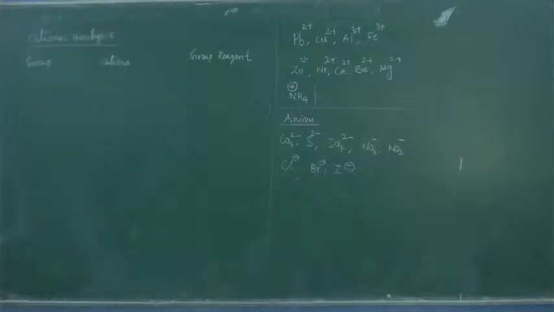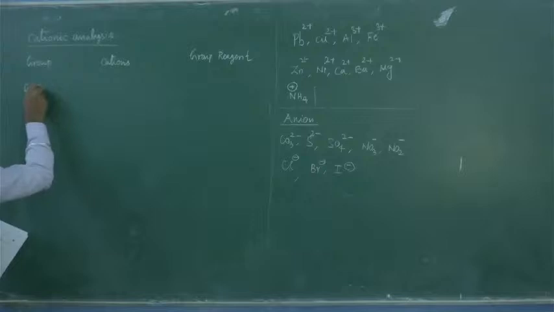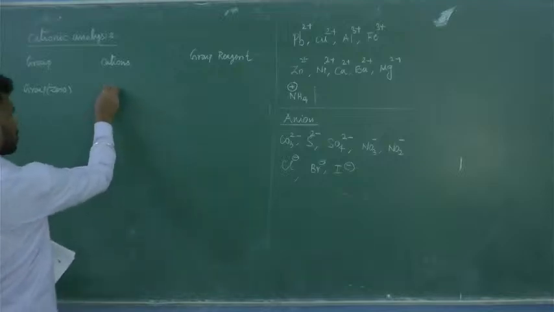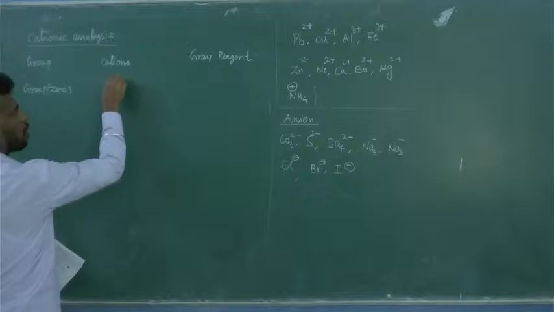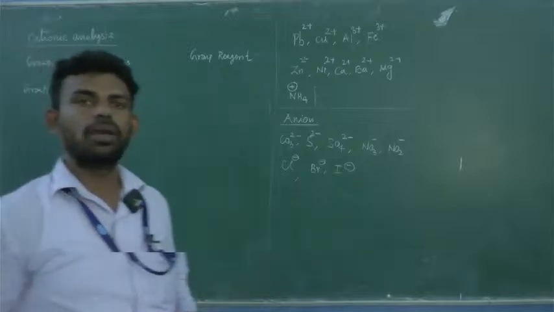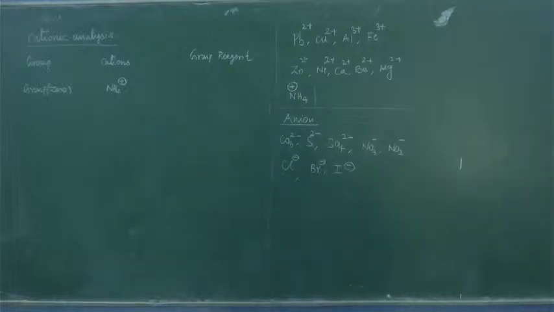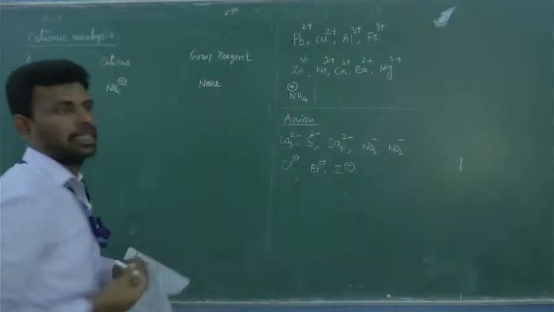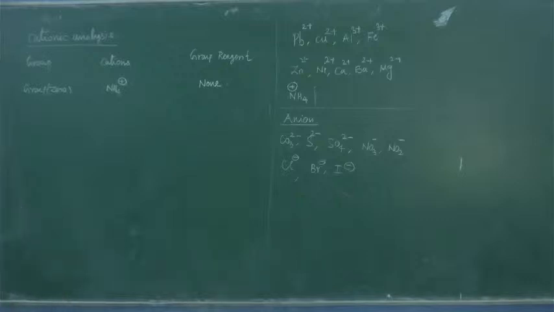Group 0, 1, 2, 3. Is it clear? For example, you take group 0. In group 0 we have only one cation, which is going to be ammonium ion. This you have to mark up. This part you have to remember. Group 0 is one cation, ammonium ion. The group reagent is nothing, so here we have to use no reagent. Is it clear? So no need to use any reagent. We will discuss it.